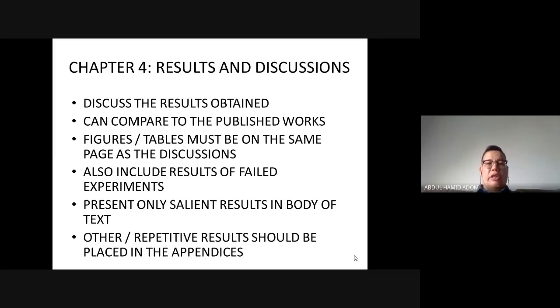You can compare to the published works in the discussions. You can show your results. You can show the results obtained by other works that you have found in the literature review. Yes, you can compare them. Like I said, figures and tables must be on the same page as the discussions. And also include results of failed experiments. Present only certain results in a body of text, and other repetitive results should be placed in the appendices.